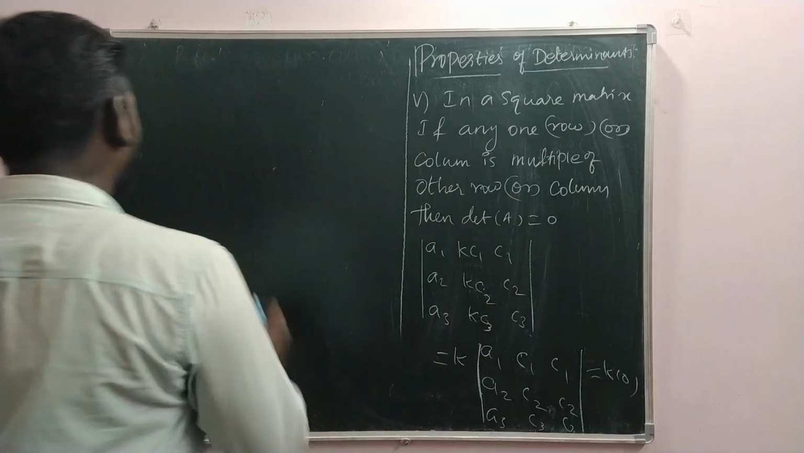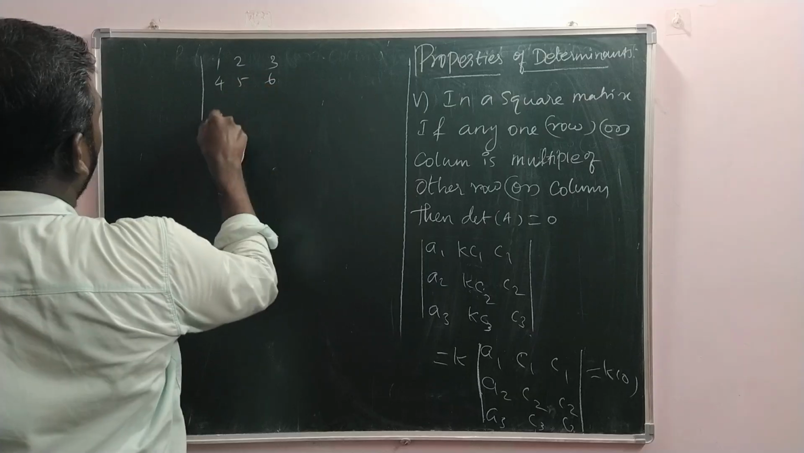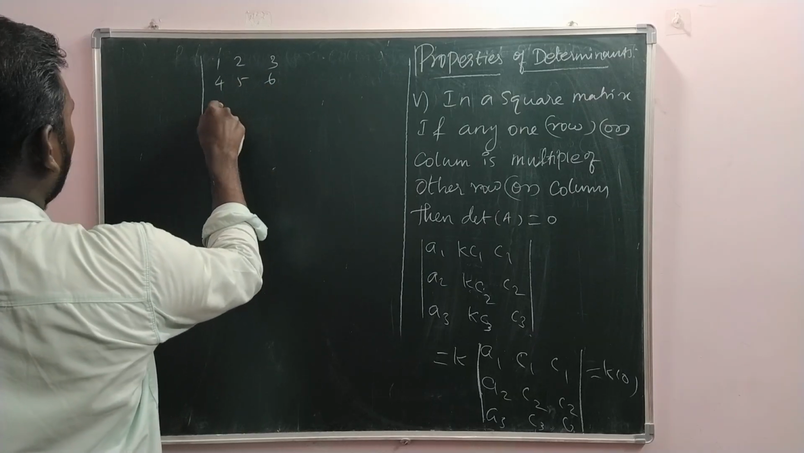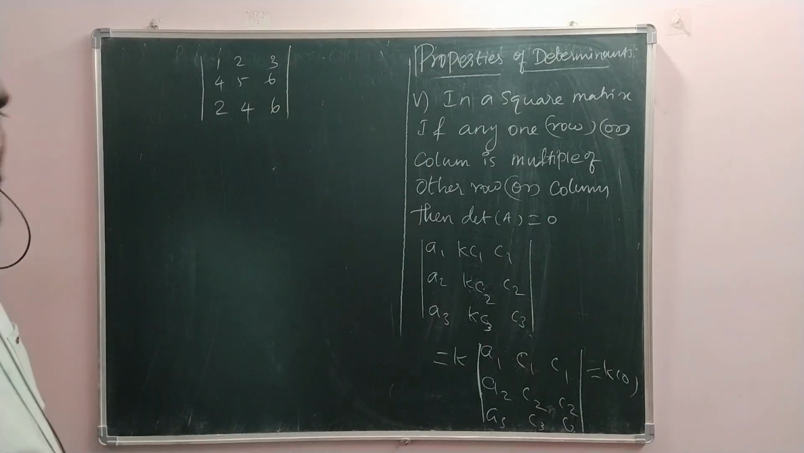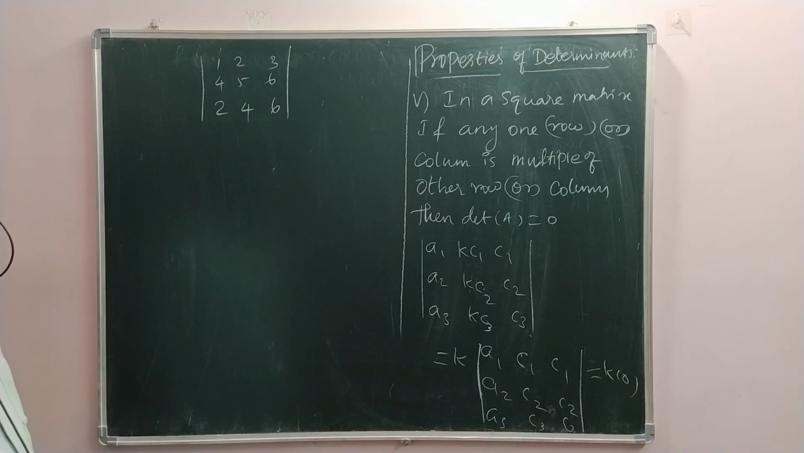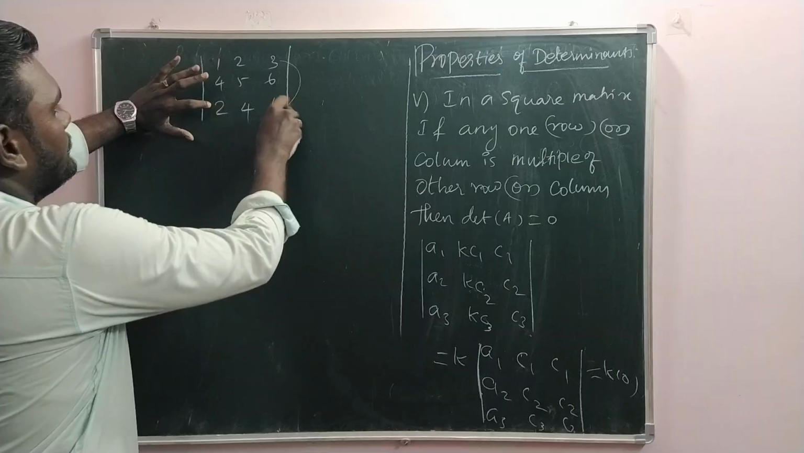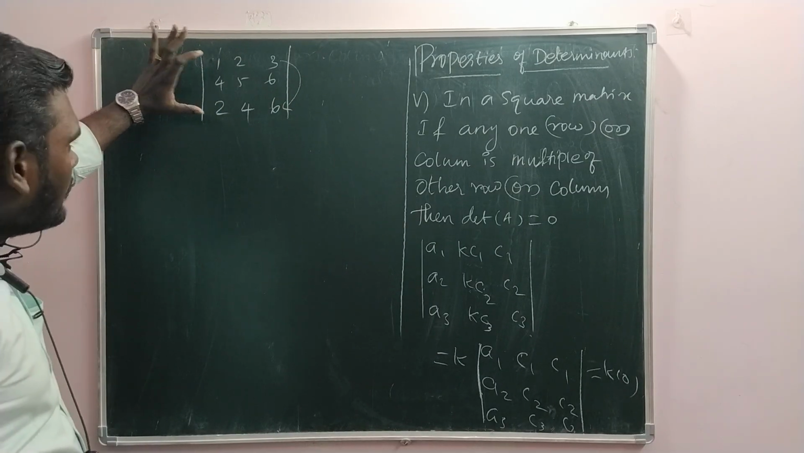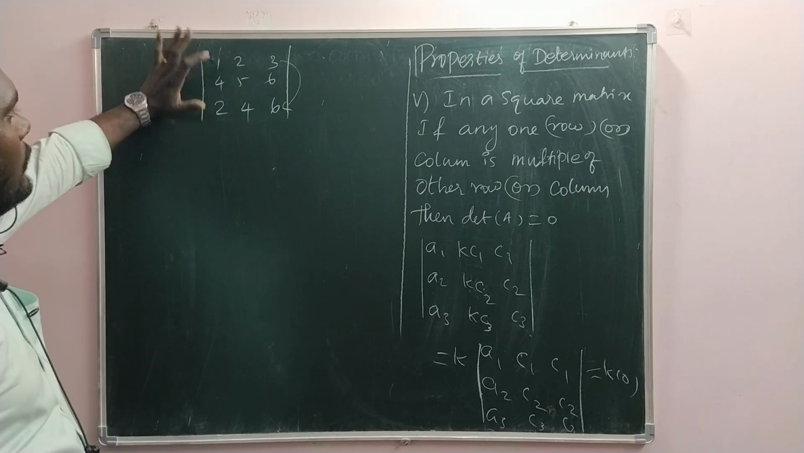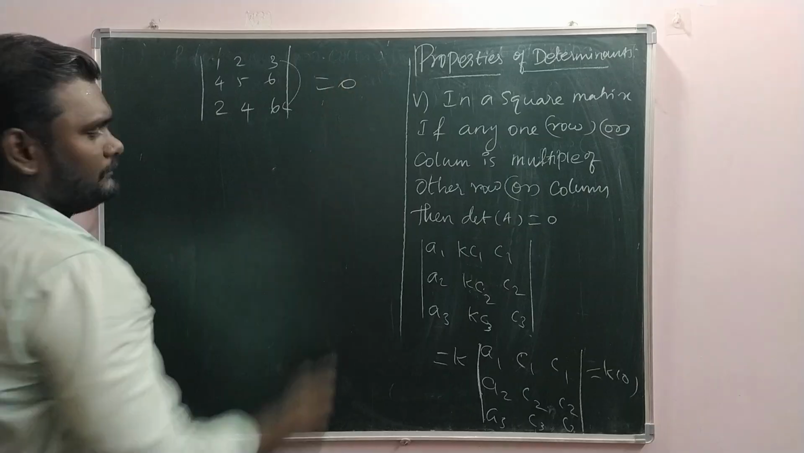A1, B1, C1 and all can be confusing, so we will see it with example numbers. Let us say 1, 2, 3, 4, 5, 6 and 2, 4, 6. Now, if you see clearly, any row or column is a multiple of another. If you multiply the first row with 2 you will get the third row. If you notice this, that is enough. 1 into 2, 2, 2 into 2, 4, 3 into 2, 6. Okay, they are multiples. So the determinant value is 0.